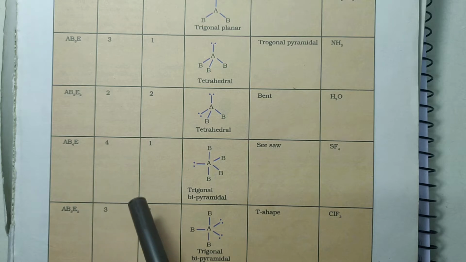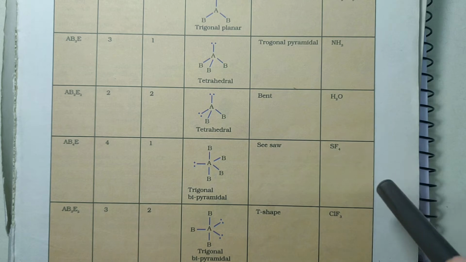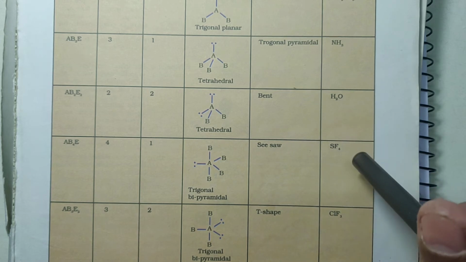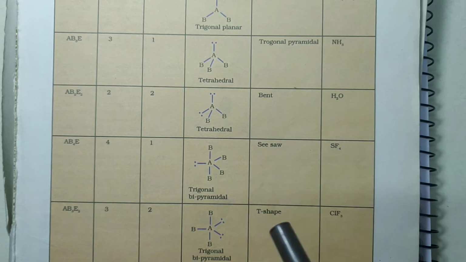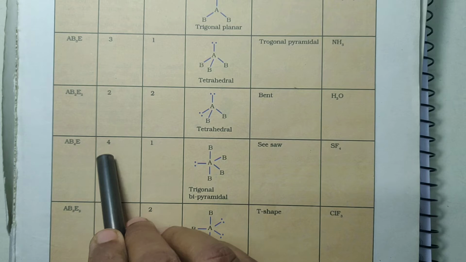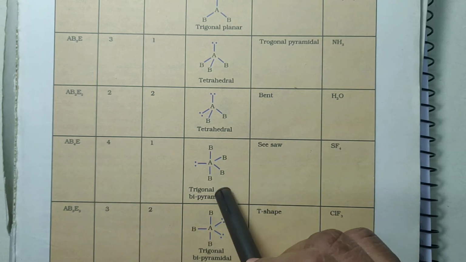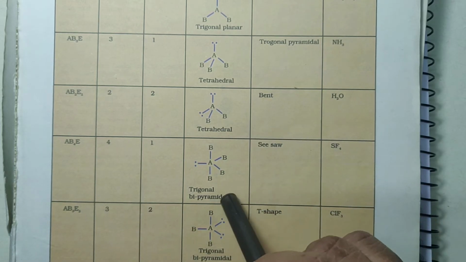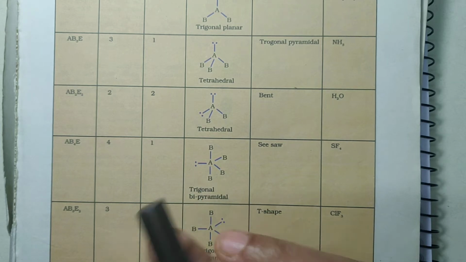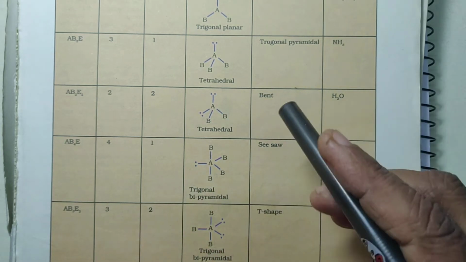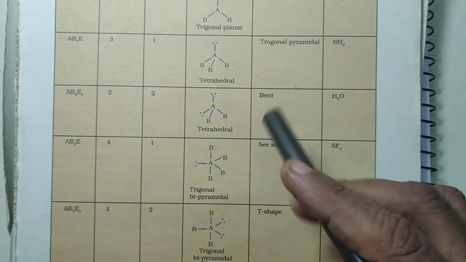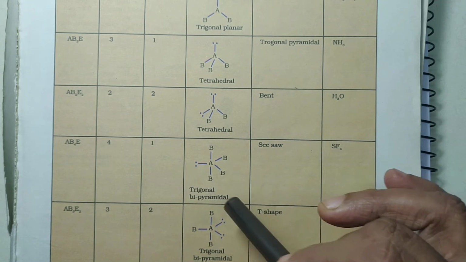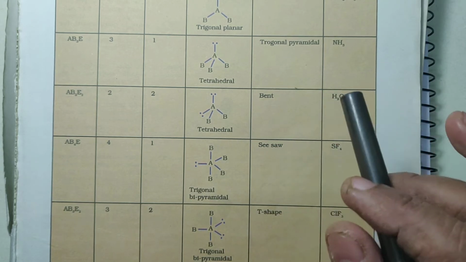Then AB4E, that is 4 bond pairs and 1 lone pair, right? Here you can take the example of SF4. S is surrounded by 6 electrons. Out of the 6, 4 of them are shared with the 4 fluorine atoms and 1 lone pair is left. So total electron pairs are 5, 4 plus 1. And the geometry will be trigonal bipyramidal because there are 5 electron pairs, 1 lone pair and 4 bond pairs. So together it is 5 and the geometry is trigonal bipyramidal. Shape is seesaw.